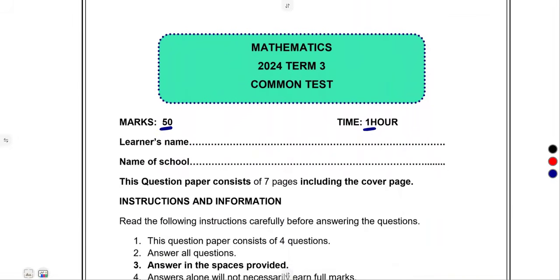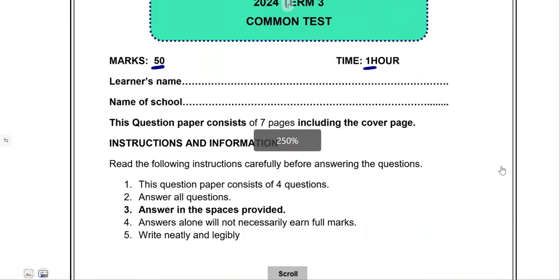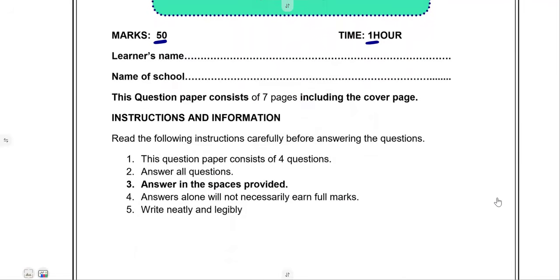Let's see. Remember, you're supposed to answer the questions as you are given all the questions. In this case, we have got this question paper consists of 7 pages, including cover page, all right? Then your instructions and information. Read the following instructions carefully before answering the questions. All right, so we have got 4 questions. Answer all of the questions, then answer in the spaces provided. Okay, answers alone will not necessarily earn full marks.